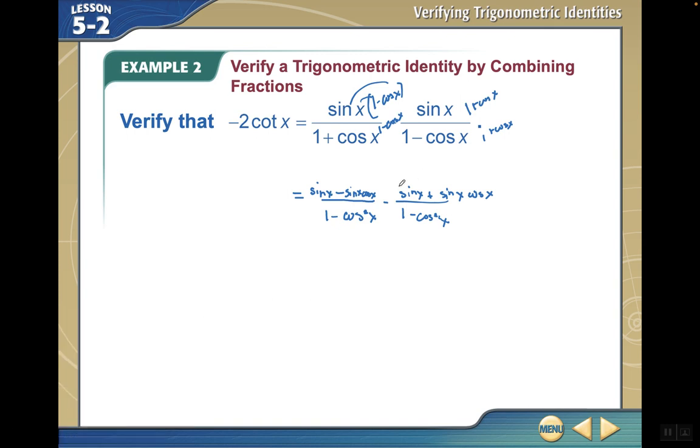So when we combine these two fractions, our denominator is 1 minus cosine squared x, but that is a Pythagorean identity, which is sine squared x. So I'm going to change it to sine squared. And then on the top, I have sine x minus sine x here, so these two will cancel. And then I have a negative sine x cosine x minus sine x cosine x, so I have a negative 2 sine x cosine x.